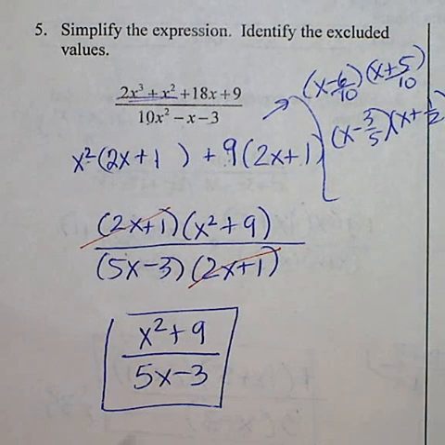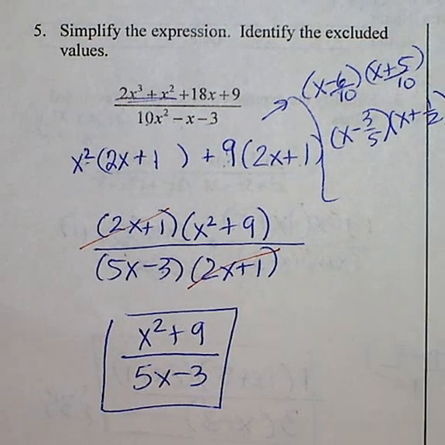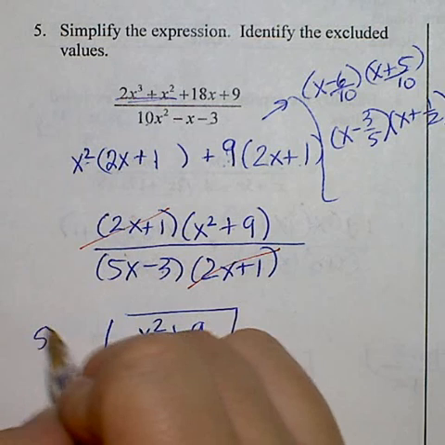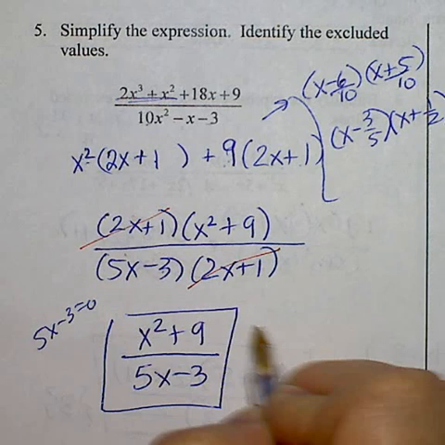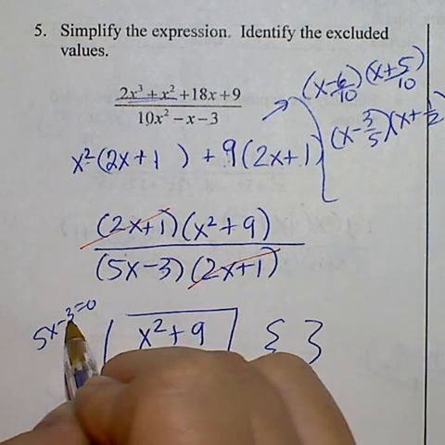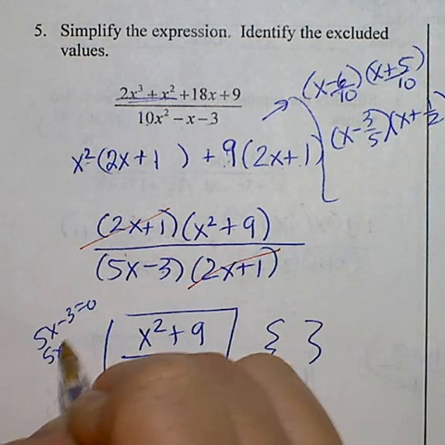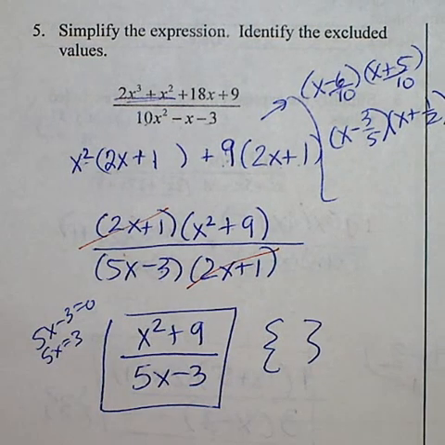And if you can do this in your head, wonderful. If not, please take the denominator, set it equal to 0, and solve to find out what the excluded value is. So I'll add 3 to the opposite side and divide by 5 to end up with 3/5.